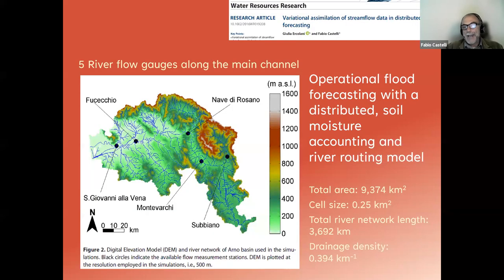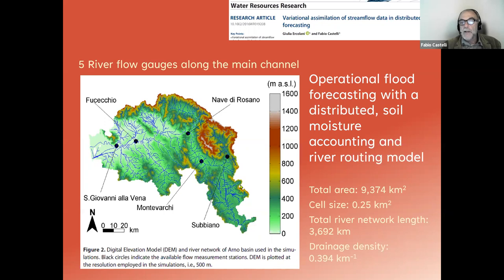So let me at least give a hint of what would be an even more complex variational assimilation approach, okay? For a very hydrologic specific application, which is flood forecasting, okay? This type of flood forecasting problem is solved by quite detailed hydrologic models that need to resolve the formation of runoff and propagation of runoff along the river network at very high spatial resolution.